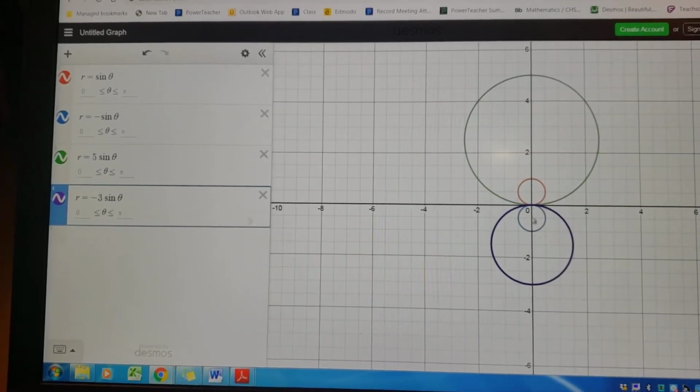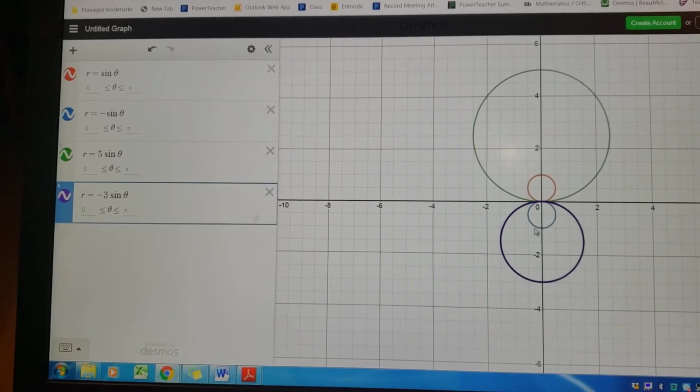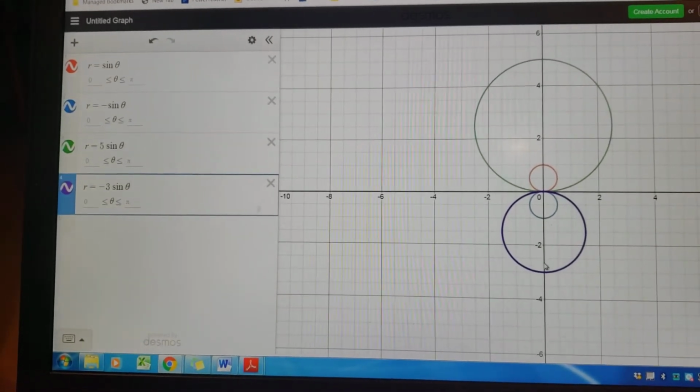It's going down by 3 units here. See that? That's the diameter of the circle.